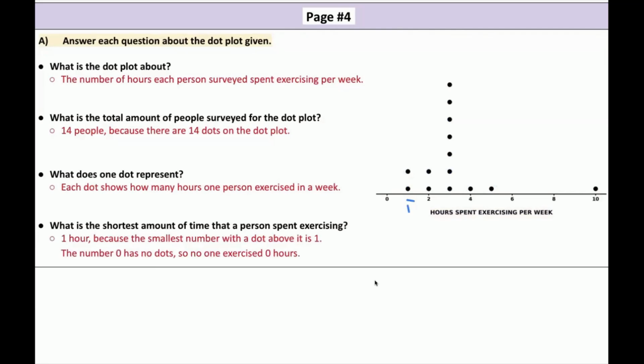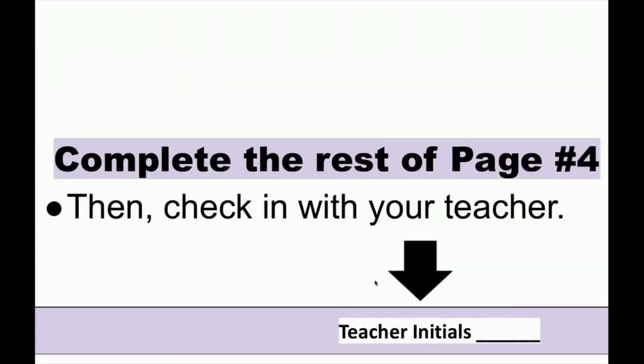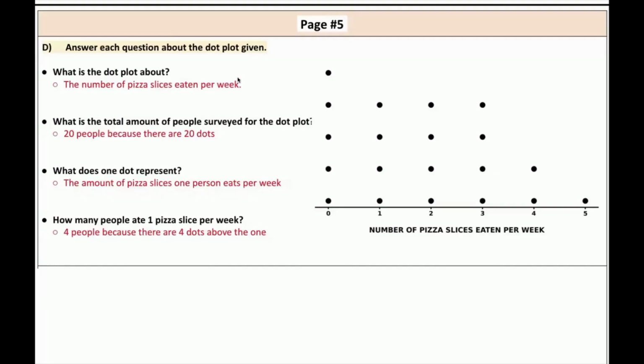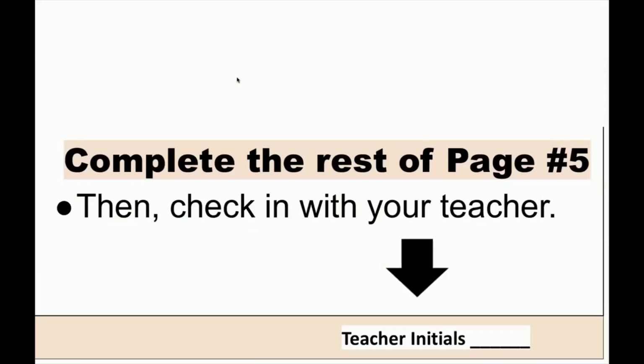Make sure you have this down. Once you have this down, complete the rest of page 4 on your own, then check in with your teacher to get additional feedback. Complete problem D on page 5, then come back to the video to check your work. Check your work for problem D. Complete the rest of page 5 on your own, then check in with your teacher to get additional feedback.